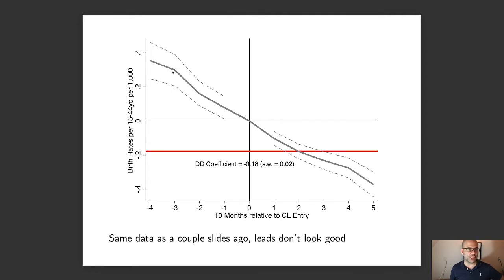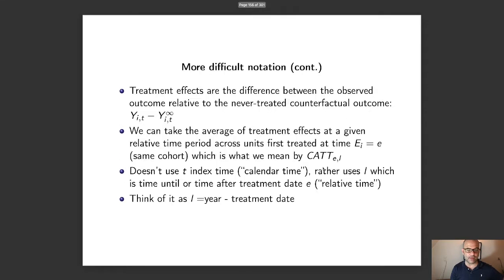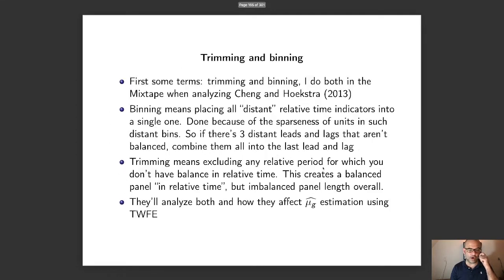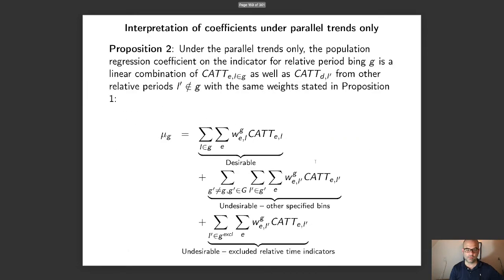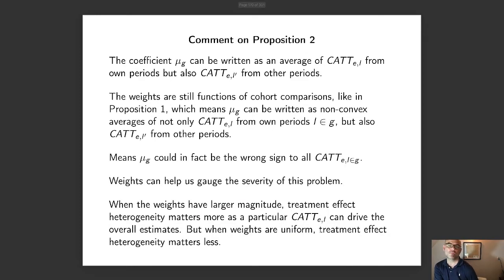Because this coefficient, even under parallel trends, will contain the average treated on the treated for that period as well as all the others. These are not the average treated on the treated. These are the coefficients that are already contaminated. Right? That's what I'm saying. They're already contaminated. This is the true value, and this coefficient is contaminated with these two additional things. Okay? Undesirable. We don't like that.